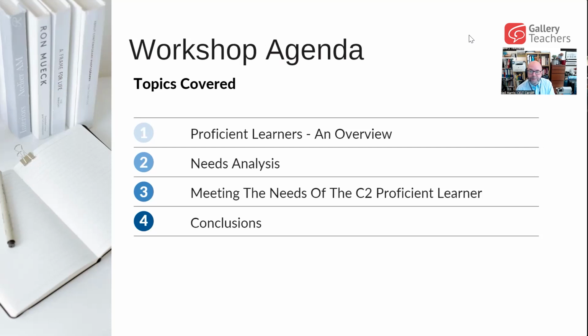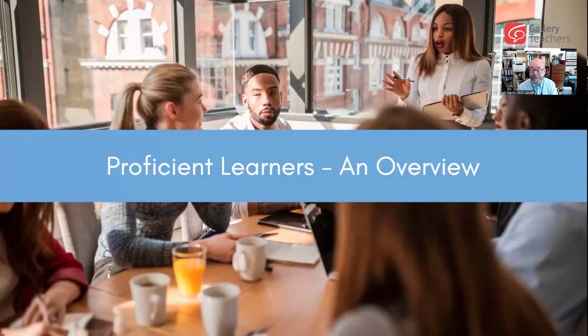And I'll introduce some ideas around syllabus design and how I believe that has an important role in terms of decisions about what, how we teach. And then, of course, at the end, I'll draw some conclusions. So without further ado, let's move on to section 1, looking at the role of the proficient learner and an overview of what they're like.